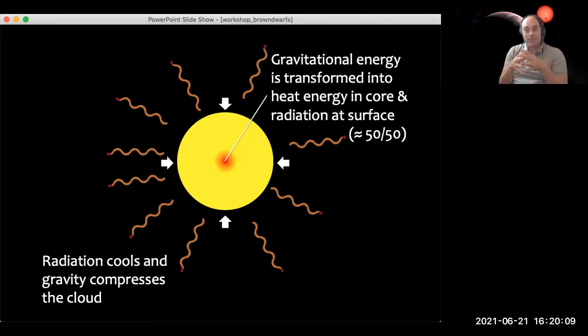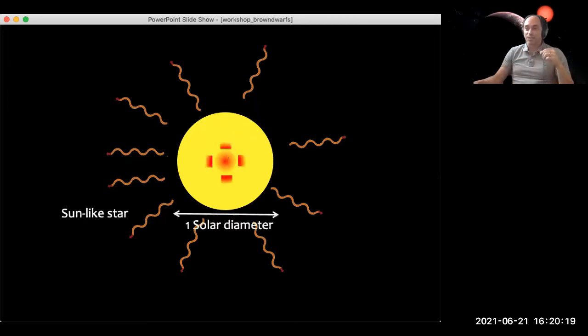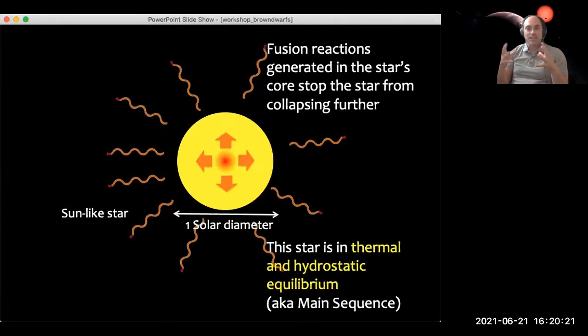And at some point, when it gets hot enough, and in fact, the temperature it needs to get to is about 3 million degrees Kelvin, the hot core is so hot that it can start these fusion reactions. And when those fusion reactions kick in, not only does it send light and energy out toward the surface of the star, but it also increases the interior pressure to push against gravity and stops the star from collapsing.